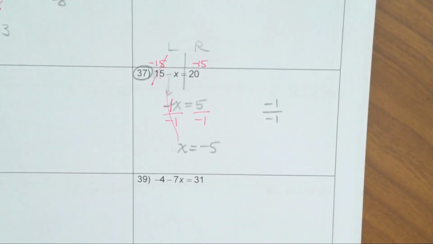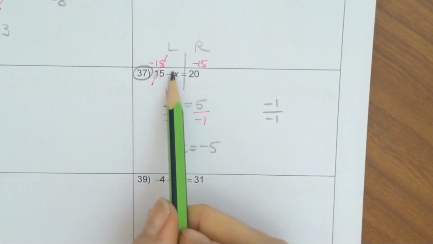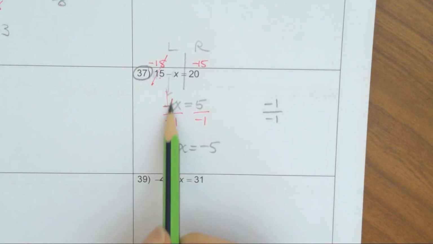So we did it the same way, even though this didn't have a number here, the 1 was hiding. It was okay, we just had to write that 1 in, and so we could see it was negative 1.